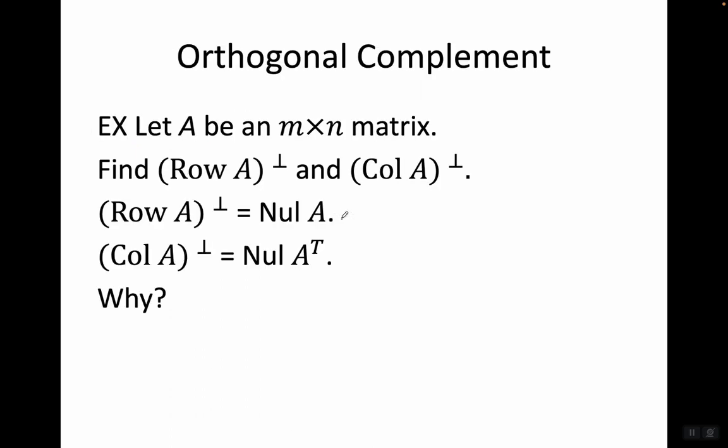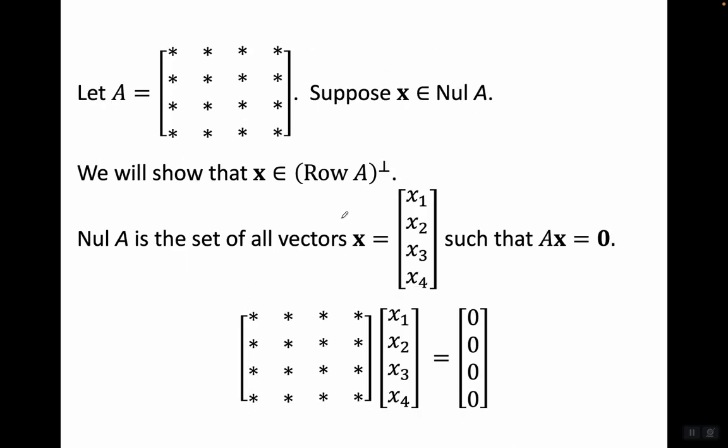Let A be an m by n matrix. Find row A perp and column A perp. In other words, find the row space of A perp and the column space of A perp. It turns out the row space of A perp is the null space of A, and the column space of A perp is the null space of A transpose. Why is that? Let's say A is a matrix that looks like this. I haven't filled it with numbers because you would get lost in the details, and I don't want you to do that. So suppose x is in the null space of A.